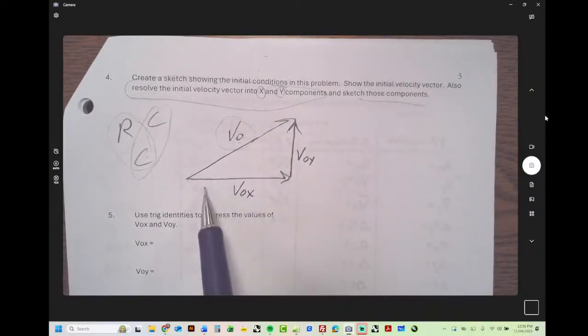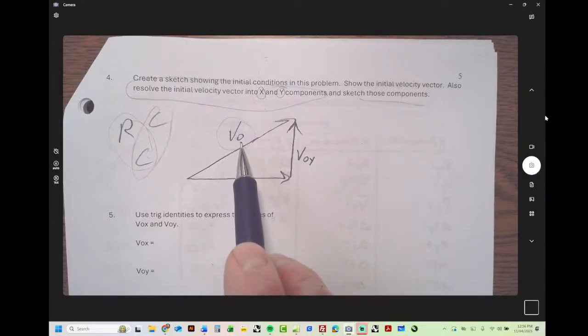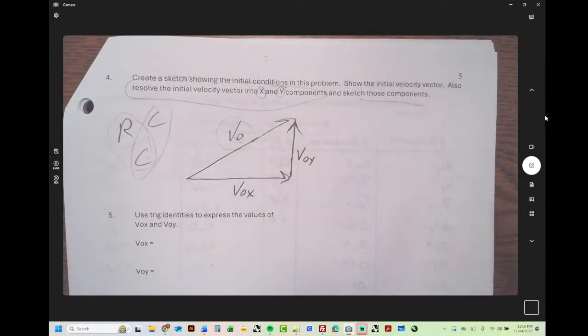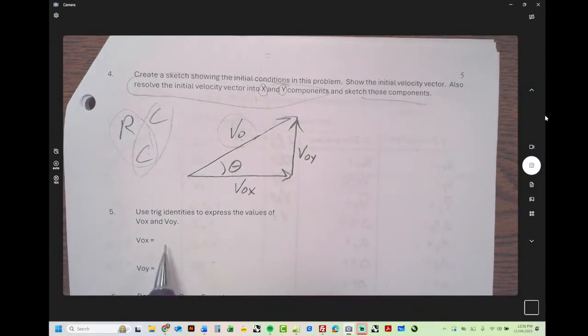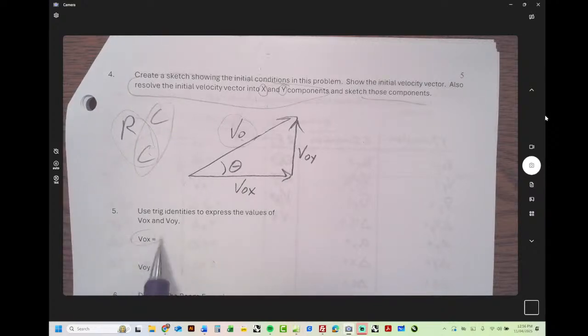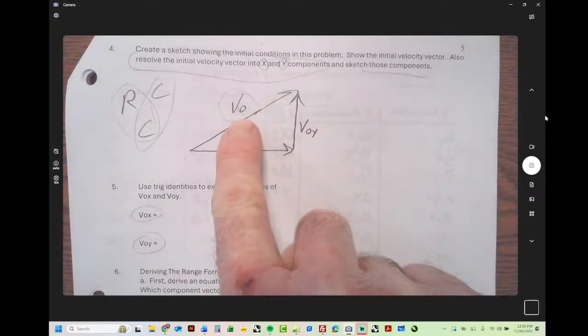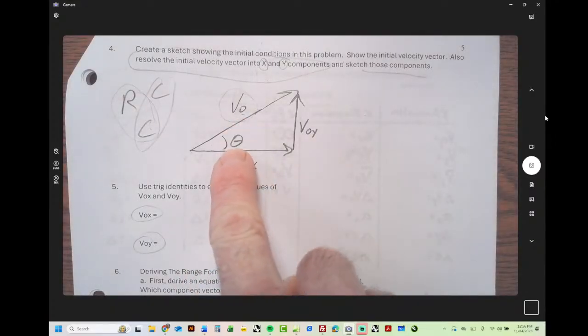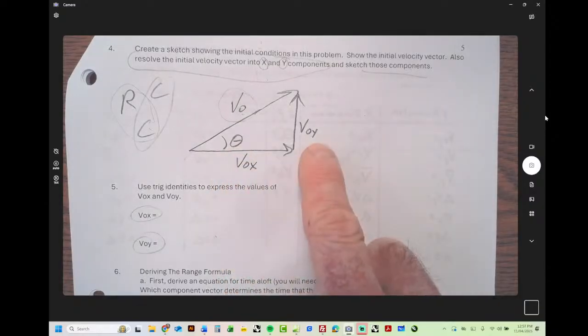So we've got the x component, the y component. If you add those together, you get the resultant. And I'm going to write theta in here. And this says use trig identities to express the values of v0x and v0y. So the way this is going to usually work is you'll be given v0 and you'll be given the angle, and then you'll have to find v0x and v0y.